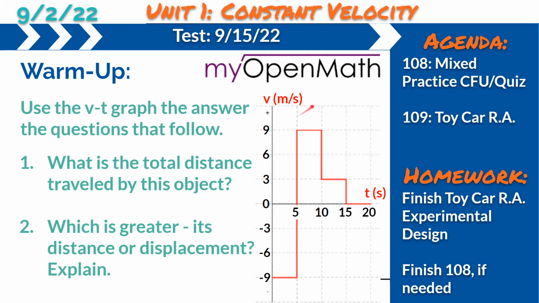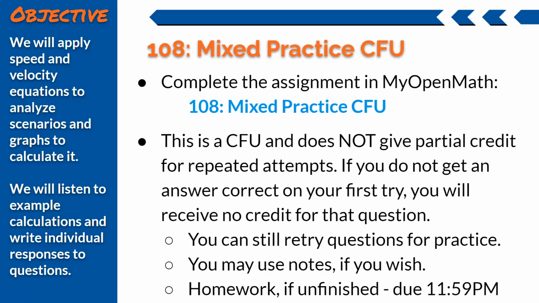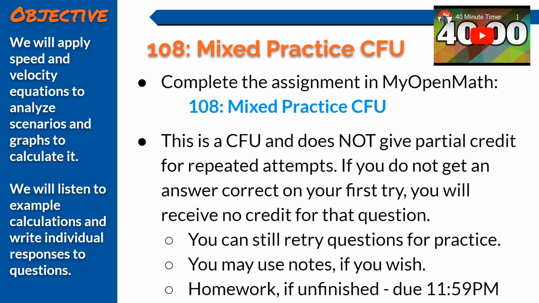Today we are going to work on assignment 108, mixed practice CFU/quiz. I say quiz, but it's not really a quiz because you're going to use your notes. I don't even care if you work with each other on this, but I say quiz because of the way it's scored. It is a CFU in My Open Math. Whenever I assign it as a CFU specifically, I am turning off the partial credit that you normally get. So it's graded more like a normal quiz would be. If you get it wrong the first time, you don't get the points. However, it is still set up so you can do it again for practice, but you're not going to get points for it unless you get it right the first time.